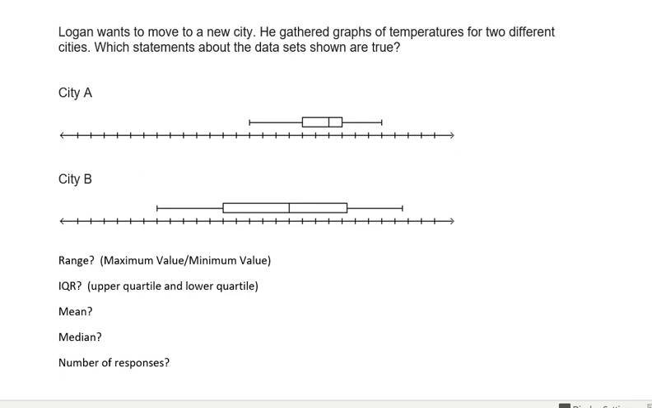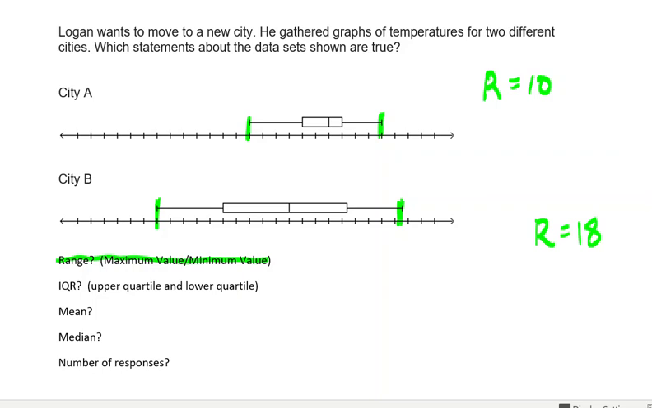To find the range, we use the maximum and the minimum value. So for city A, we know that the maximum and the minimum value are here. 1, 2, 3, 4, 5, 6, 7, 8, 9, 10 units apart. So for city A, we have a range of 10, whereas for city B, the maximum and the minimum values are closer to 18 apart.